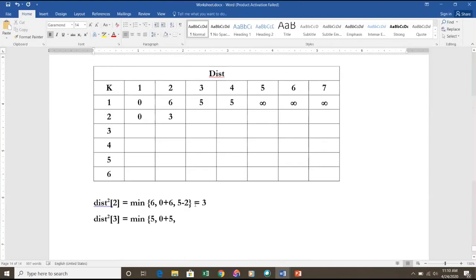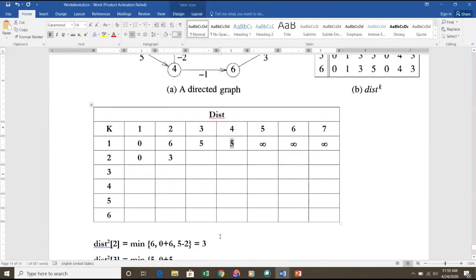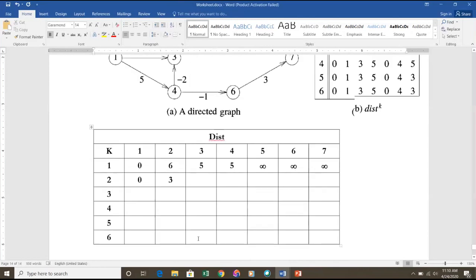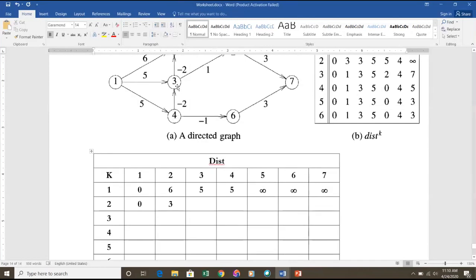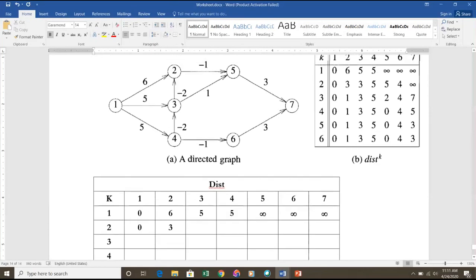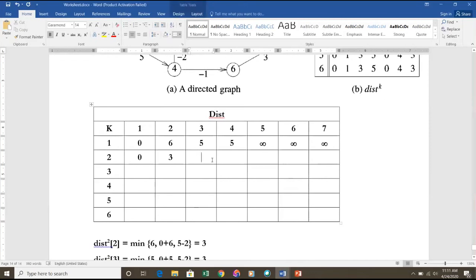Comma, which is the other vertex? The other vertex is 4. What is the cost of vertex number 4 in the previous step? It is 5. Then what is the cost of the edge? From 4 to 3 it is minus 2. So 5 minus 2 is equal to 3, which is the minimum value. Once again it is 3. So I'll write it as 3 here.